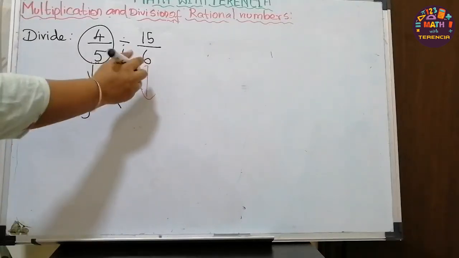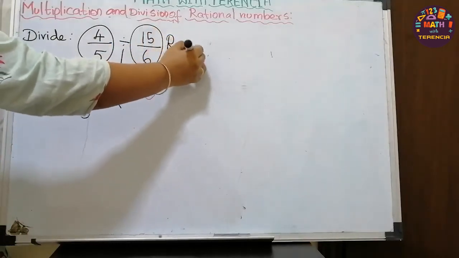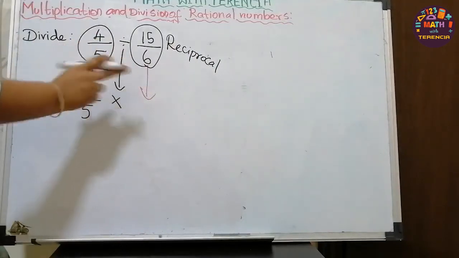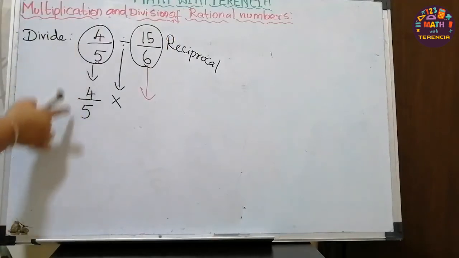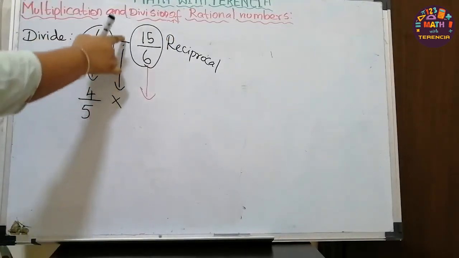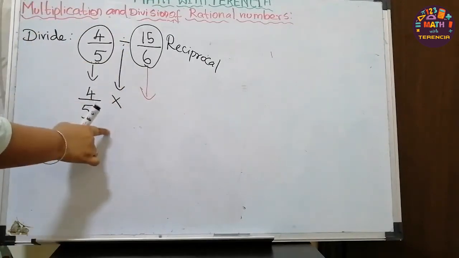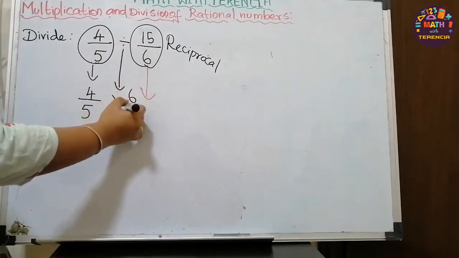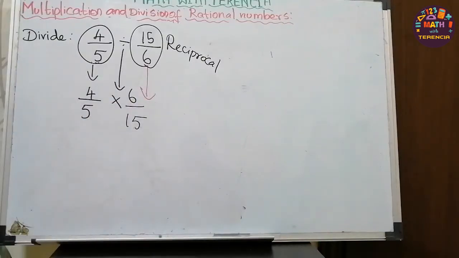Step number 3, write the reciprocal of the second fraction. We should not take the reciprocal of both the fractions, only the second one. So 4 by 5, first fraction as it is, change division to multiplication, and write the reciprocal of the second fraction, 6 by 15. Now we can multiply.